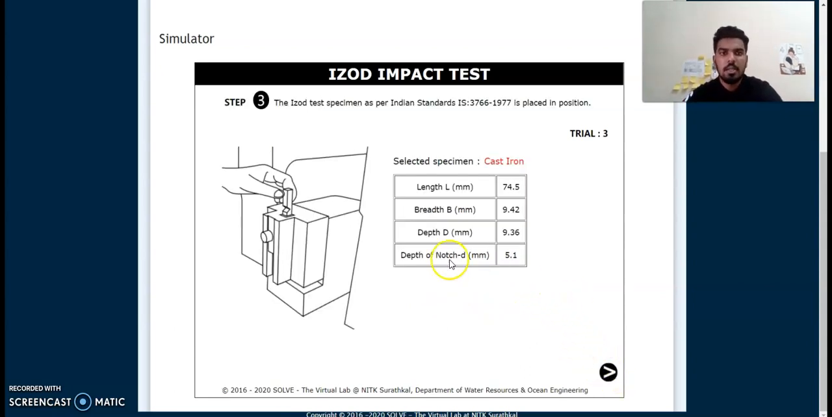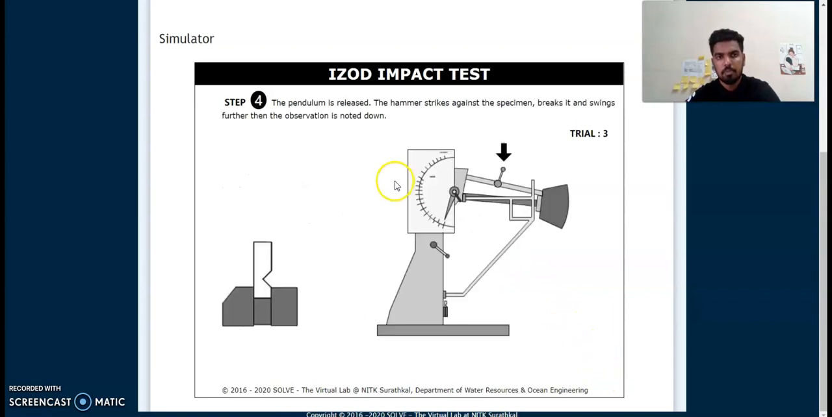We move to trial 3. Step 3. The Izod test specimen as per Indian standard IS 3766:1977 is placed in position. Selected specimen is a cast iron. Length of cast iron is 74.5 millimeter. Breadth is 9.42 millimeter. Depth is 9.36 millimeter. Depth of notch is 5.1 millimeter.